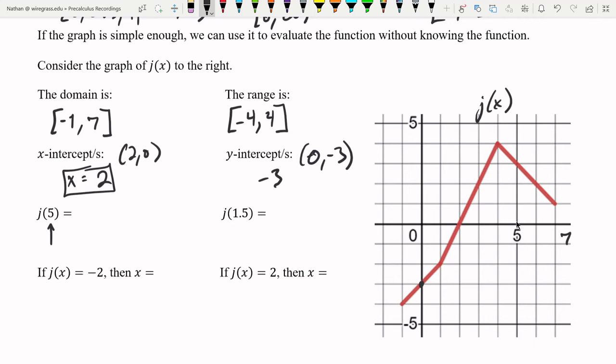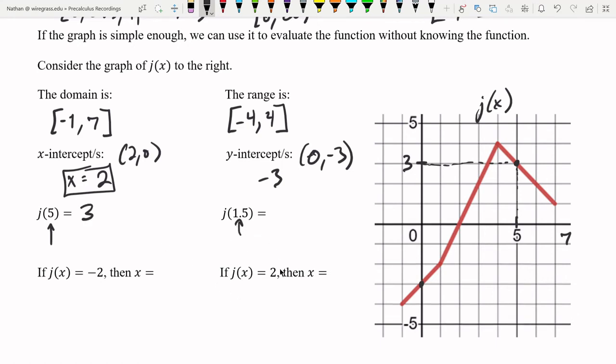We go to 5. 5 is right here on the x-axis. When you plug it into an input, you go up or down to the function. In this case, we do not go down. There's nothing down here. So we're going to go up to the function. And the output is the same thing as the y value. The y value is 3. So j of 5 is 3.